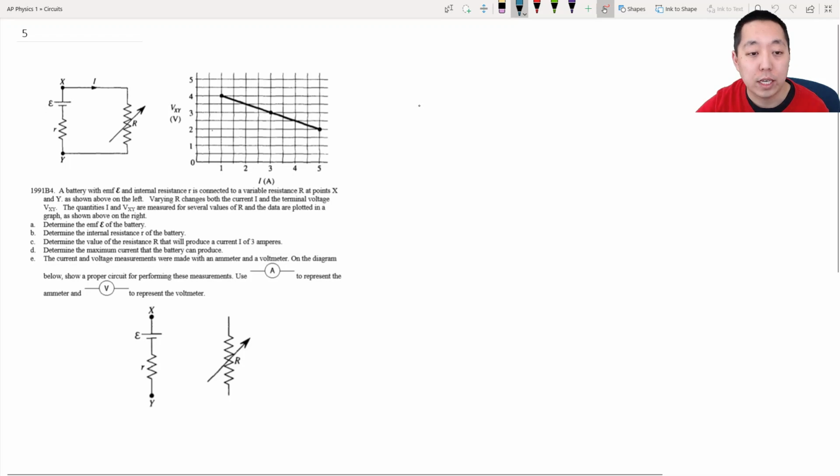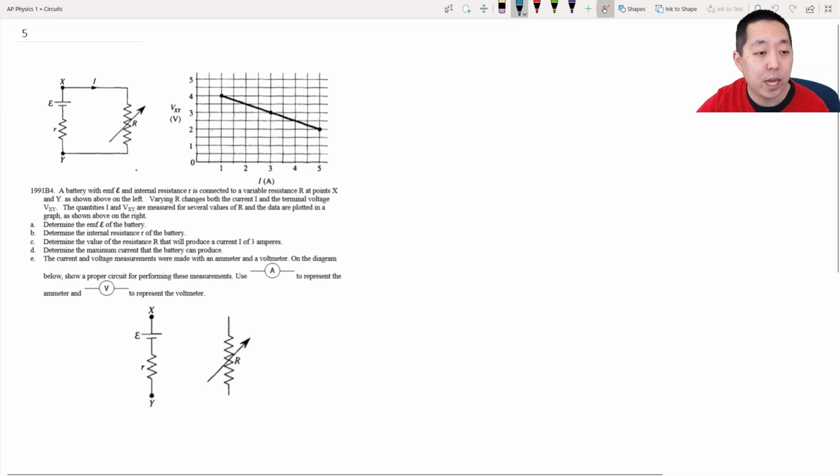We are continuing on with AP Physics 1 free response questions, and we're looking at some circuit problems here. I have a battery with EMF and internal resistance r connected to a variable resistance R at points X and Y, as shown above. Varying R changes the current and the terminal voltage Vxy. The quantities I and Vxy are measured for several values of R, and the data are plotted in the graph as shown above. Determine the voltage of the battery.